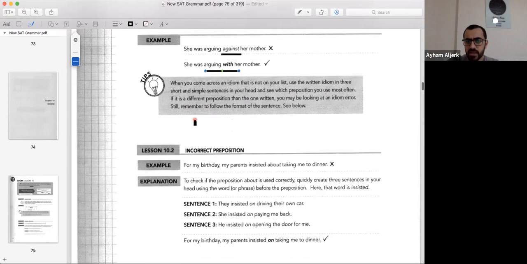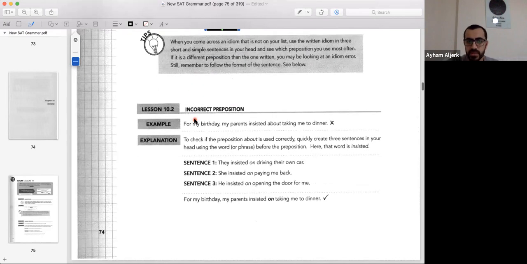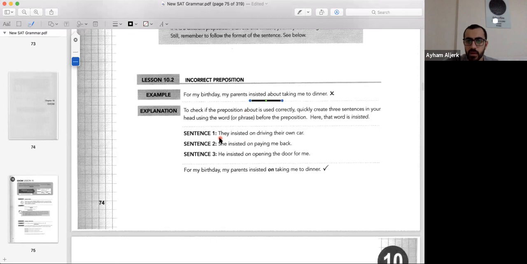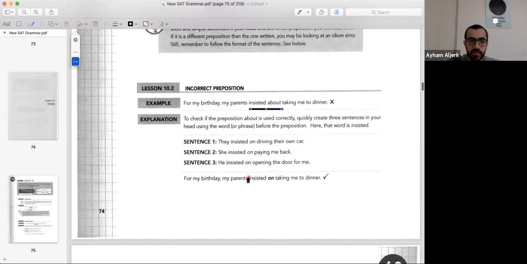Okay, here they say if there's an incorrect preposition, try to use it in 3 sentences. For example, for my birthday, my parents insisted about taking me to dinner. Now, here they say, you try to say the correct preposition. They insisted on driving, she insisted on paying, he insisted on opting. I don't really agree with this rule.